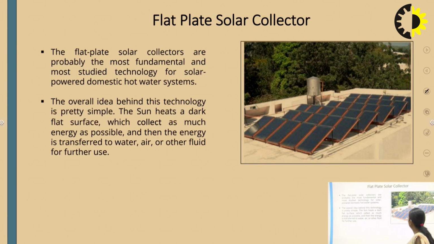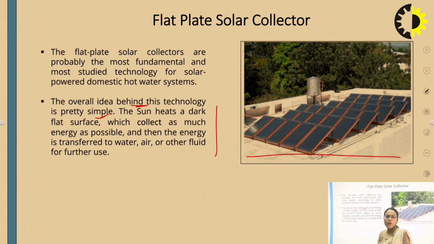Okay. Now talking about the flat plate collectors, you can see here these are the flat plate collectors used on the top of the roof. So what are the flat plate solar collectors? These are probably the most fundamental and most studied technology for solar powered domestic hot water systems. The overall idea behind this technology is very simple. The sun heats this dark flat surface, which collects as much energy as possible, and then the energy is transferred to water, air or another fluid for further use. So this is the simplest concept of using the flat plate collectors.